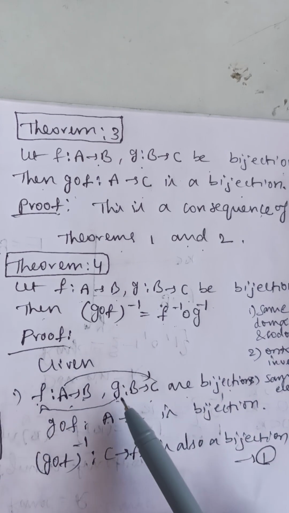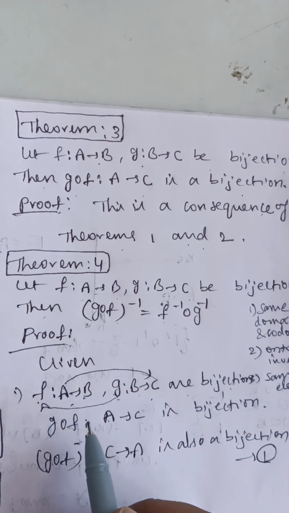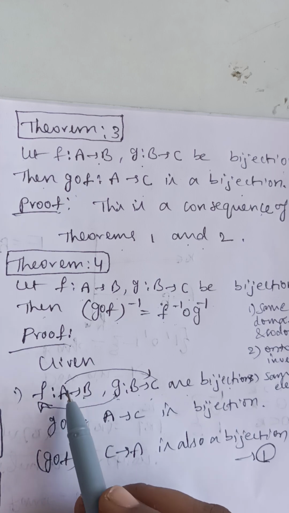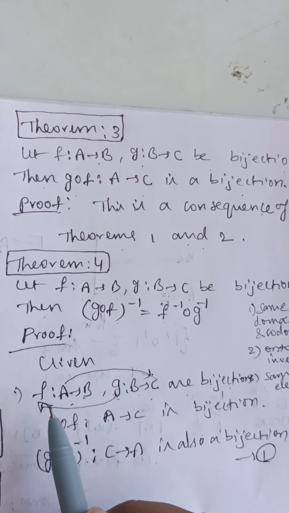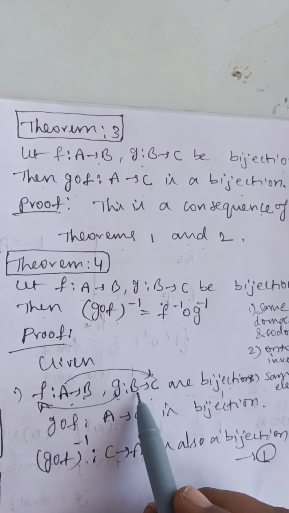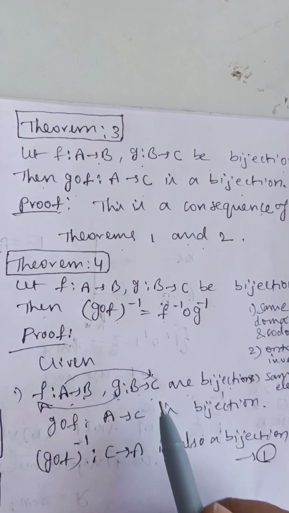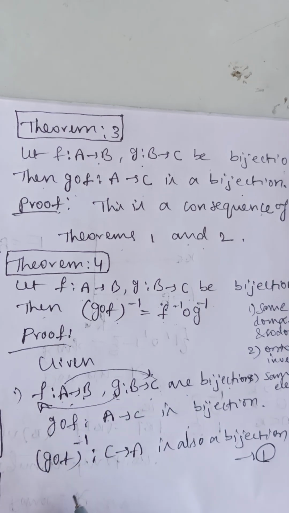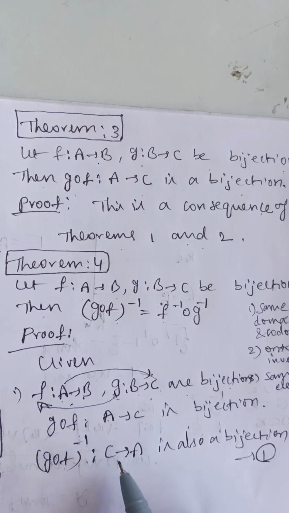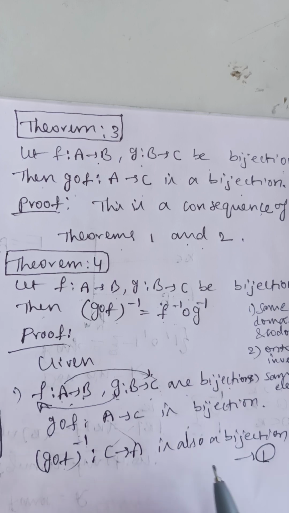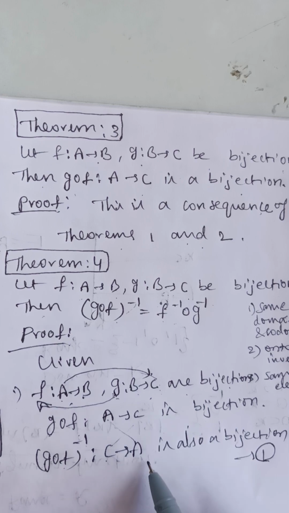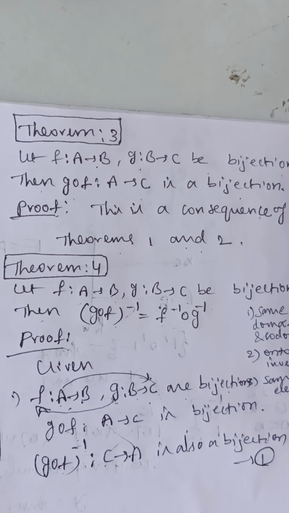Given F maps A to B, G maps B to C are bijections. Okay, how to write in this order? G circle F maps A to C. The first function's codomain and second function's domain must be the same while writing in this case. So G circle F maps A to C is a bijection. And you can write the inverse function: (G circle F) whole inverse maps C to A is also a bijection. This is the first equation. Left hand side function, its domain is C and codomain is A.